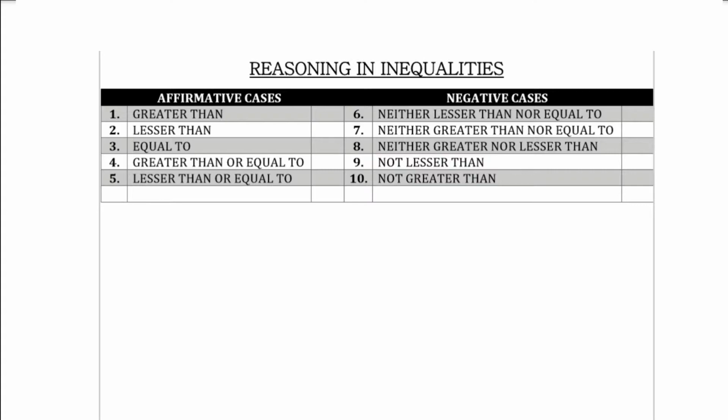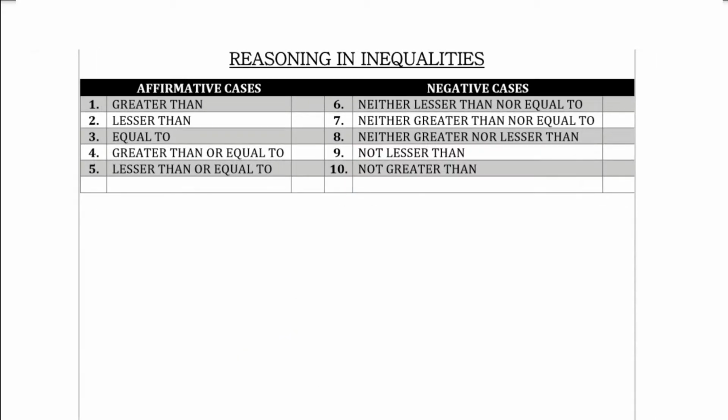Now the definition of affirmative cases here means positive cases, and the remaining 5 points, the enumerations starting from 6 and ending on 10, are the negative cases. And then we shall explain this thing to you with the help of examples. We'll be taking examples for all these 10 cases, but initially we would start off with the first 5 cases, which are the positive cases.